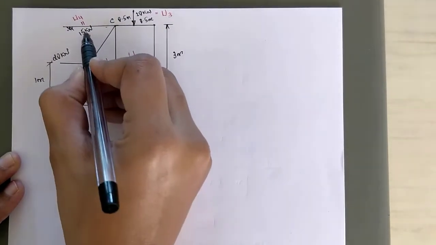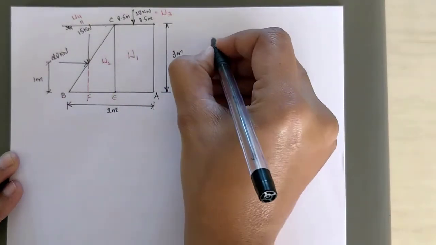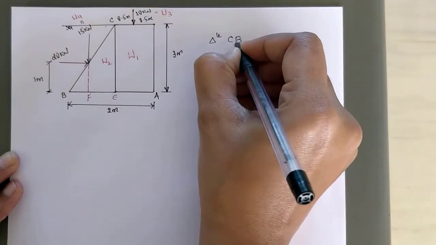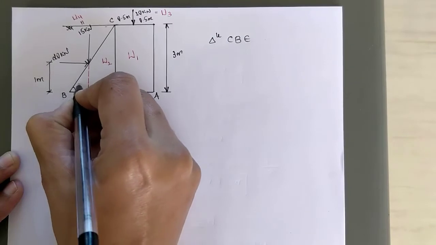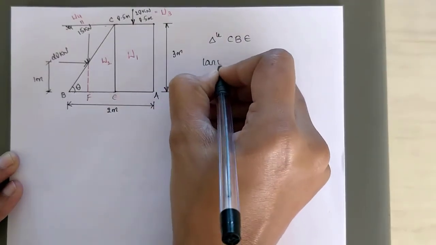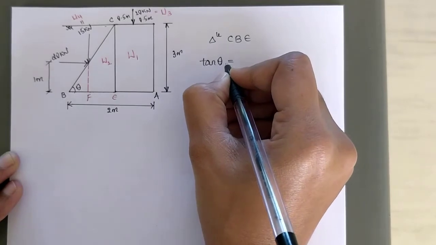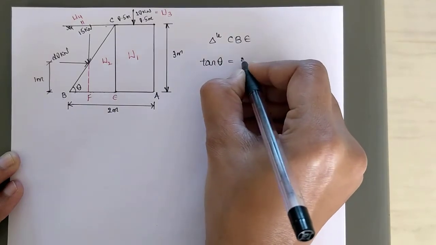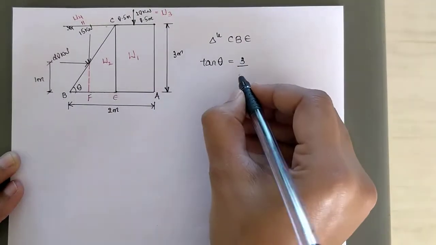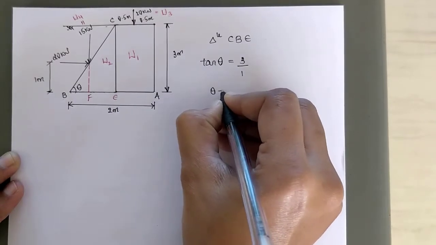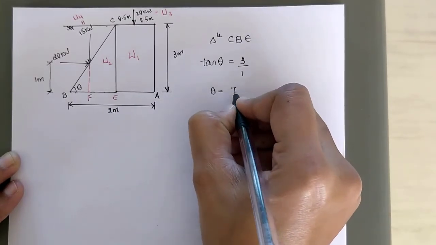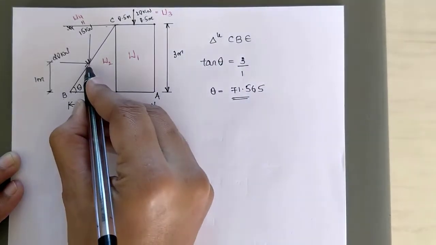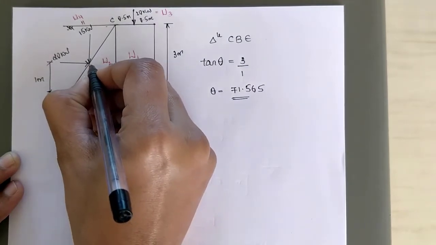From triangle CBE, calculate this theta value. You know that tan theta equals opposite by adjacent side. Opposite side is the CE value, that height is 3 meter, and the bottom width is 1 meter. Calculate the theta value. Theta value will be 71.565.